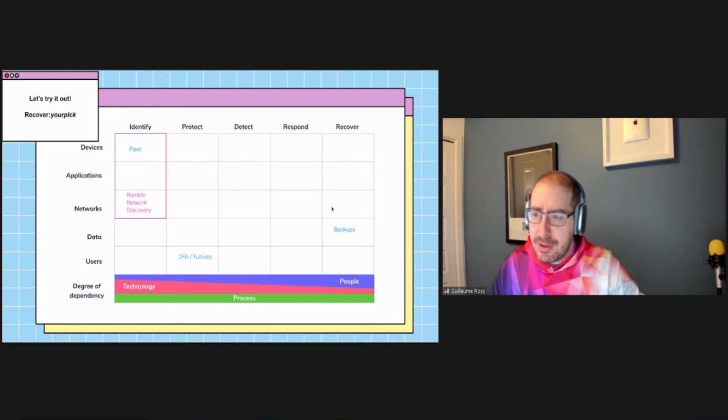Then we talked about recover. That's really around backups usually, or anything that will help you rebuild things, or even I would say communications we could fit in there, though that would be kind of a weird one to try to map.